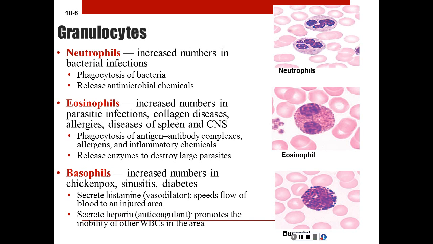Now, basophils secrete histamine and heparin. Now, histamine is a vasodilator that also makes blood vessels more permeable, and the heparin is an anticoagulant. The basophils also release chemicals to attract the eosinophils and neutrophils to an infected site.